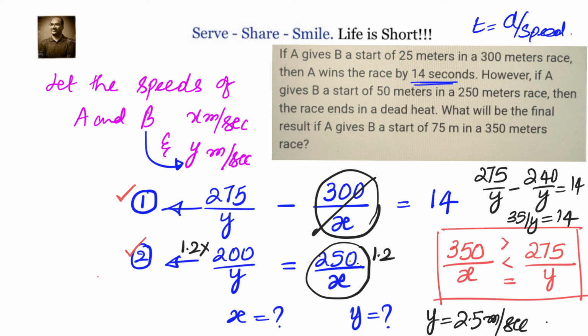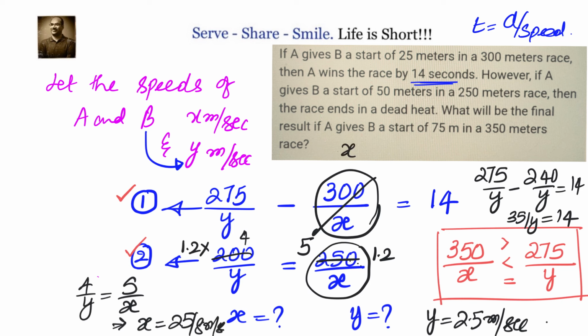Now we have another relation. The relation is that 200 by y equals 250 by x, so 4 by y equals 5 by x, and we know y equals 5 by 2. So from that you will get x equals 25 by 8 meters per second. So let's write down x equals 25 by 8 meters per second and y equals 5 by 2 meters per second.